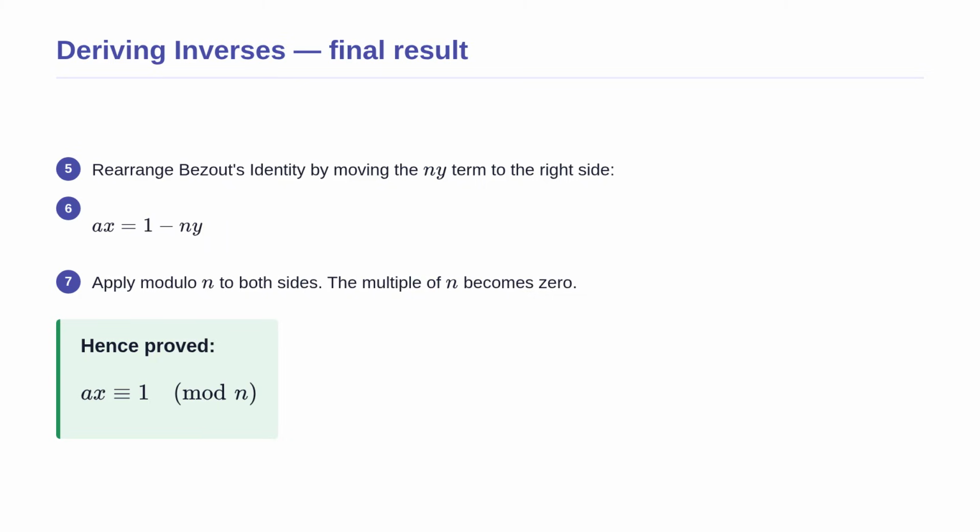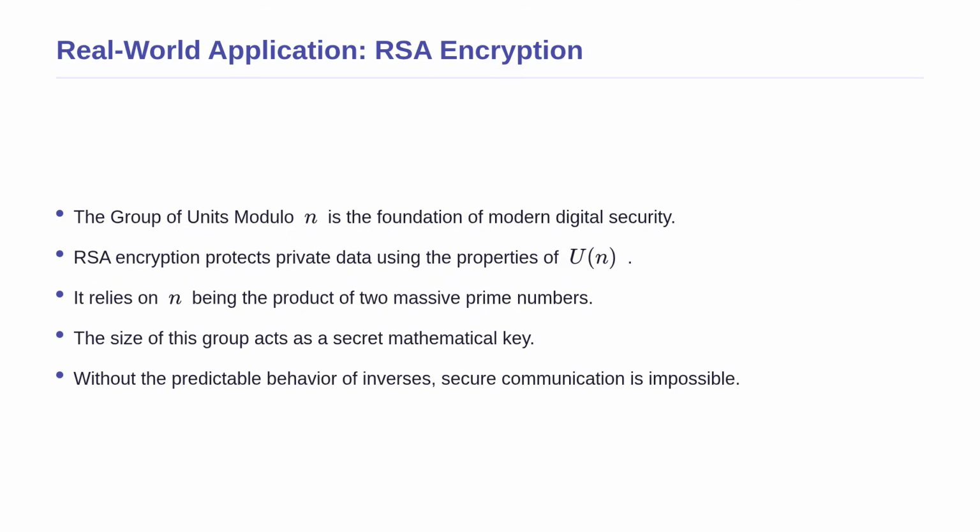Therefore, when we apply modulo n to this entire equation, the n times y term completely vanishes. This leaves us with our final result: a times x is congruent to 1 modulo n. This tells us that x is the exact number we need to multiply by a to get a remainder of 1. Therefore, x is the guaranteed inverse of a. So, we have proven that inverses hold.